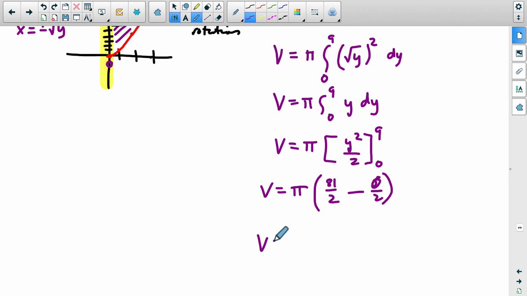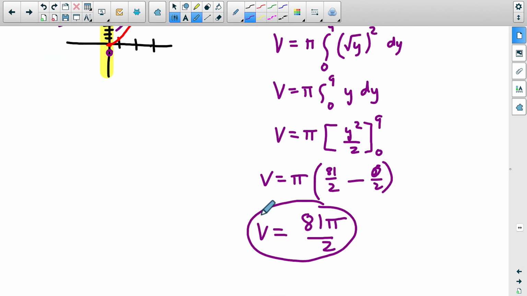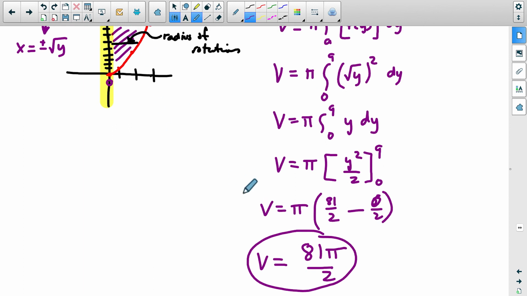So in other words, your volume is equal to 81 pi over 2. That is the volume when you rotate that plane, that purple plane right there, around the y-axis, that's the volume of the shape. Look, I can't even picture it that well, and yet I can find the exact volume of it. Calculus, you never cease to amaze me.